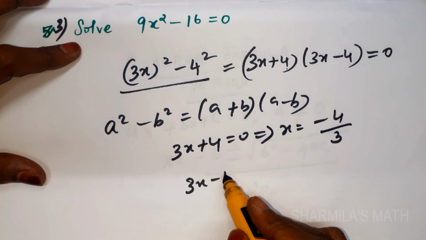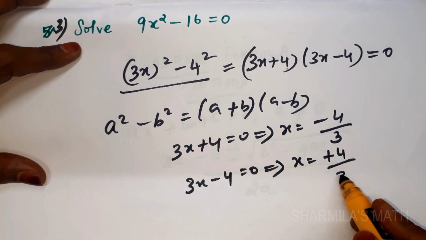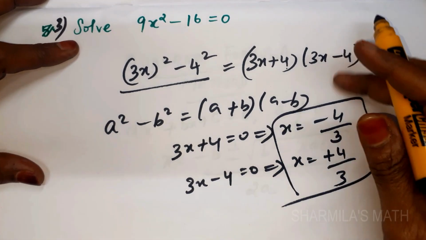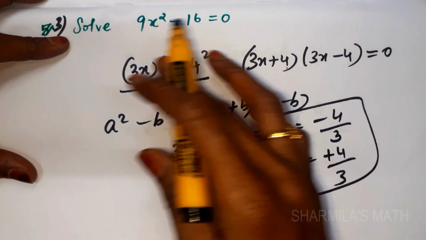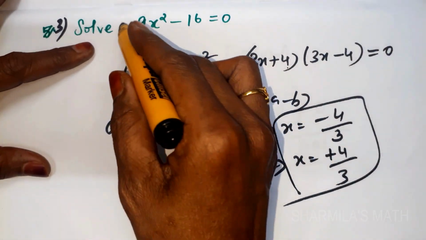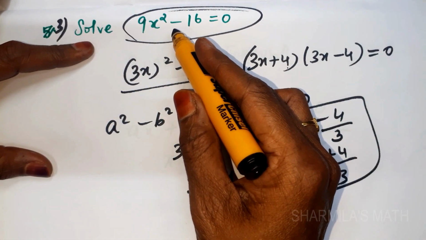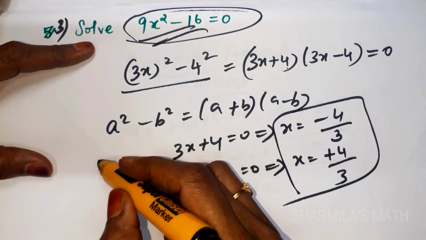And 3x minus 4 equal to 0 implies x is equal to plus 4 by 3. So these things are shortcuts, or else we can factorize that and easily find it. If you are not able to get this one, since the coefficient of x is 0, directly we can do it.